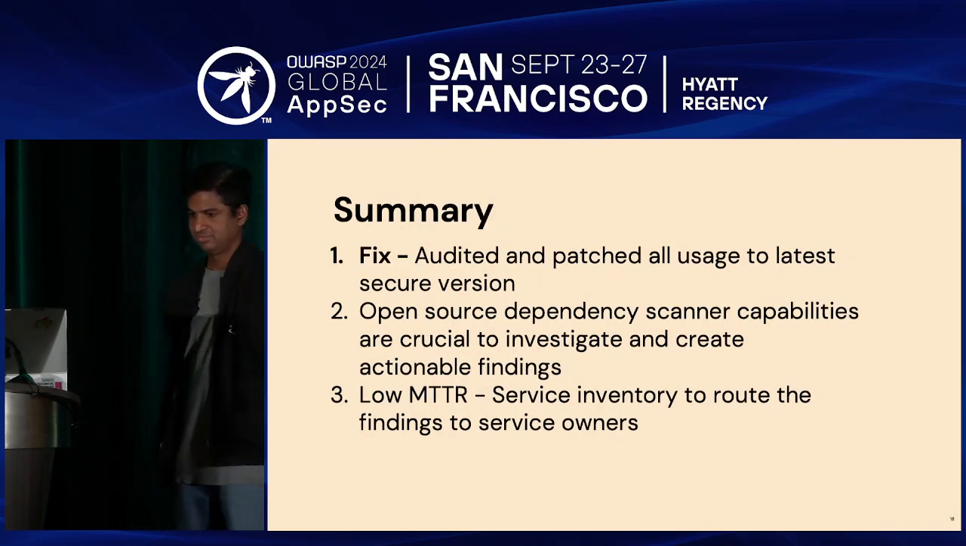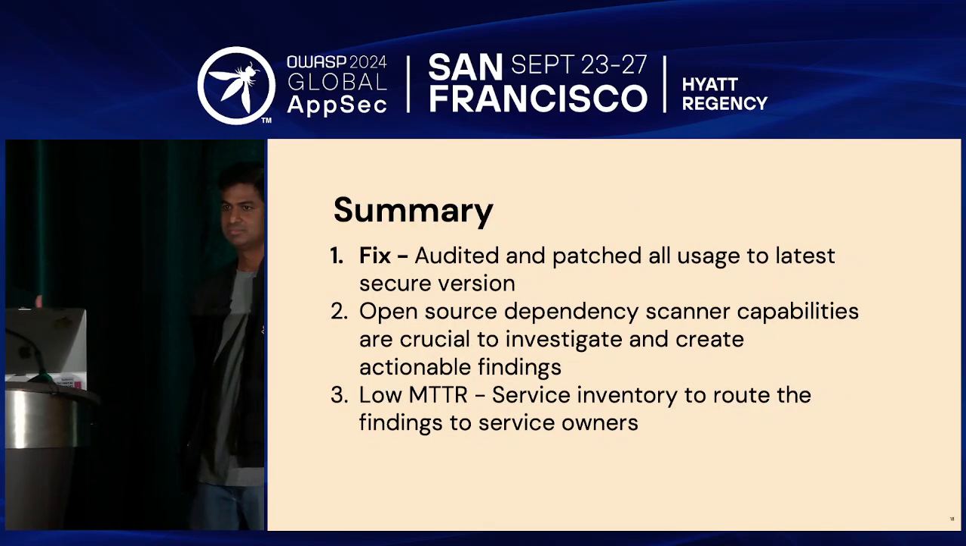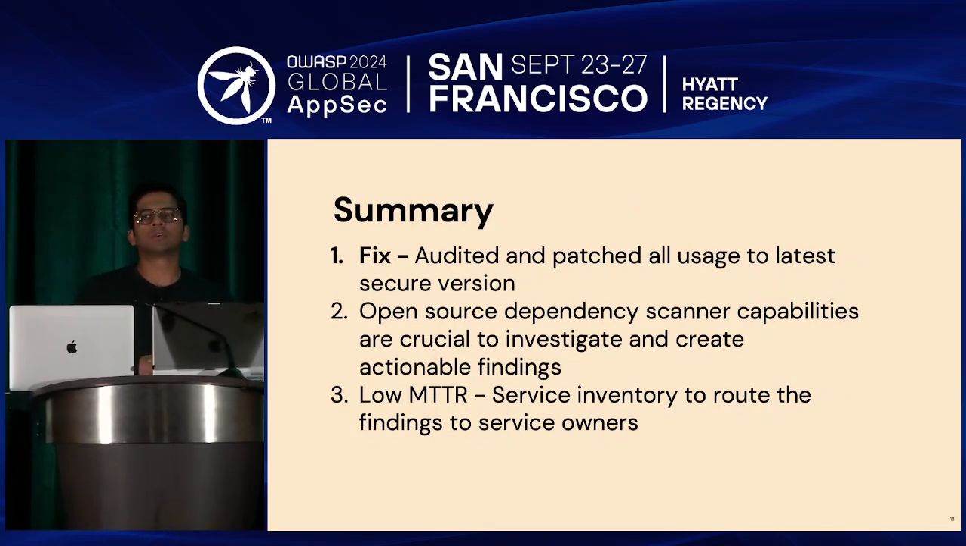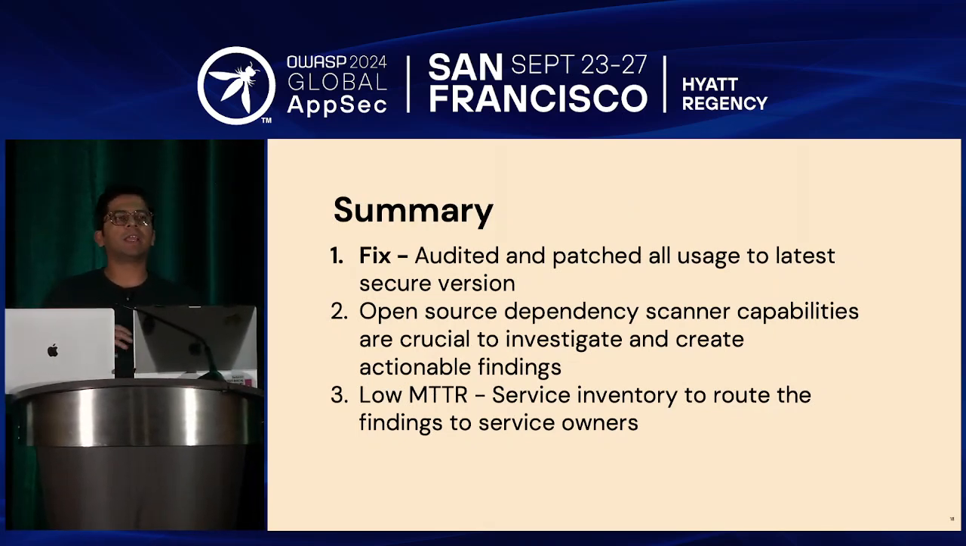So to summarize, what are the capabilities that you need to think about in your own environment, right? So one, you want to patch and fix any open source vulnerability, any package that has an open source vulnerability. For that, you need a robust dependency scanner so that you can identify all instances. And the second thing is you want to do this as quickly as possible, which is mean time to respond.